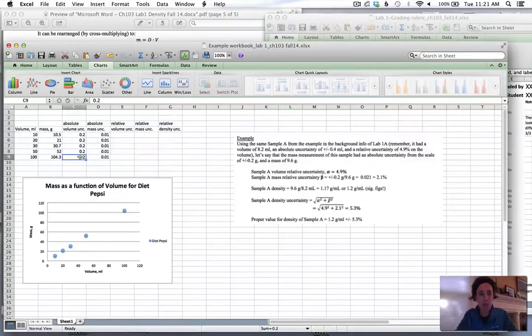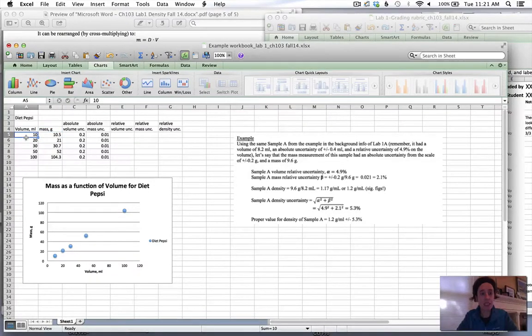So this is maybe what some of your data looks like. You've got a volume, you've got a mass, and maybe this is just perhaps for one soda. Let's say it's the Diet Pepsi. You would want to have your actual numbers for all 4 sodas, but I'll just show you how this might work with just one soda.